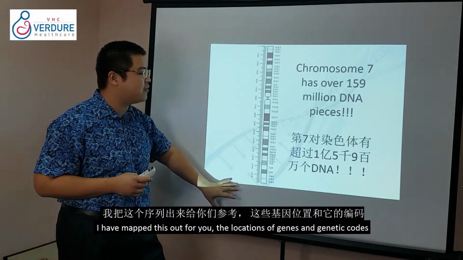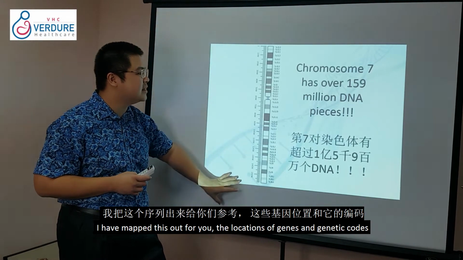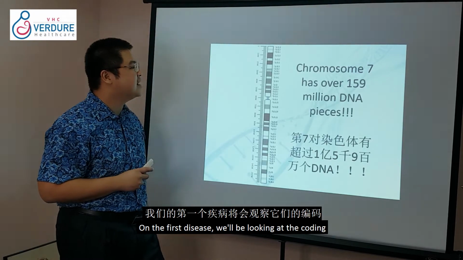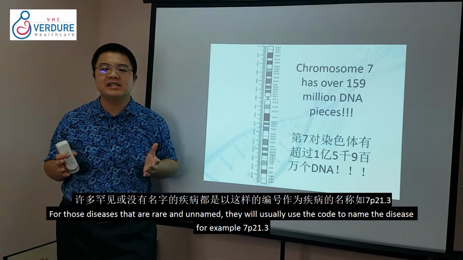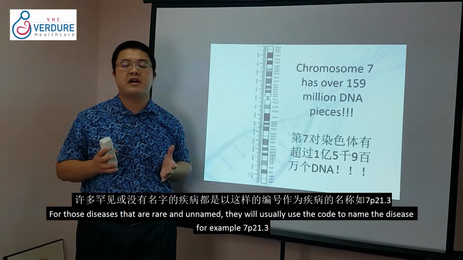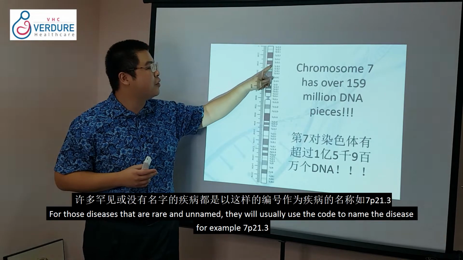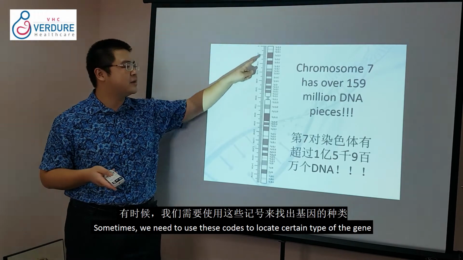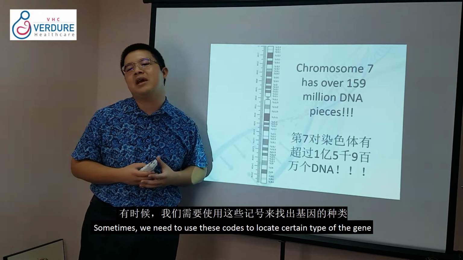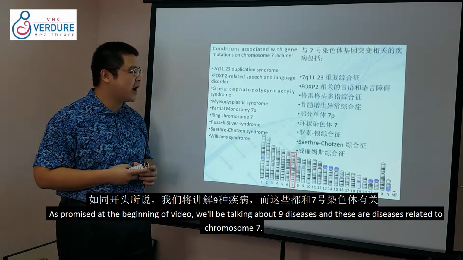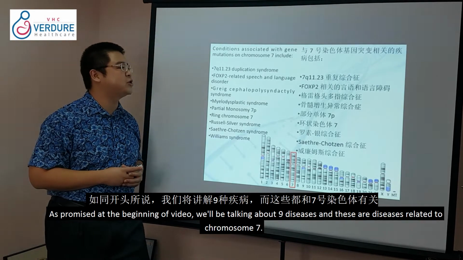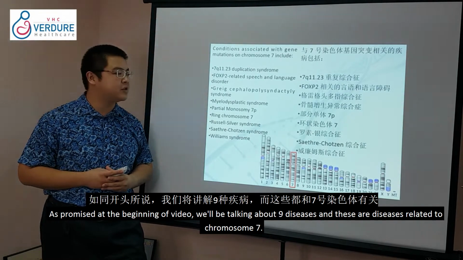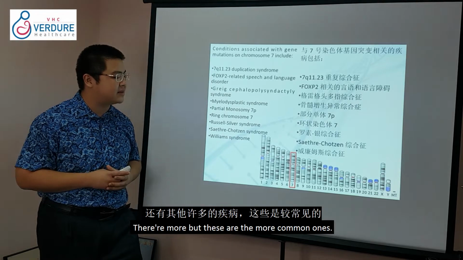I've mapped out here the locations of different genes and genetic codes, and with the first disease itself, we will have a look at the codings. Usually when genetic diseases are either very rare or there's just no name for them, we use a code. For example, this is 7p21.3. Sometimes we need to use these codes to locate certain locations on the gene. As promised at the beginning, I'll be talking about 9 diseases. These are some of the ones related to chromosome 7. There are more, but these are the most common ones.